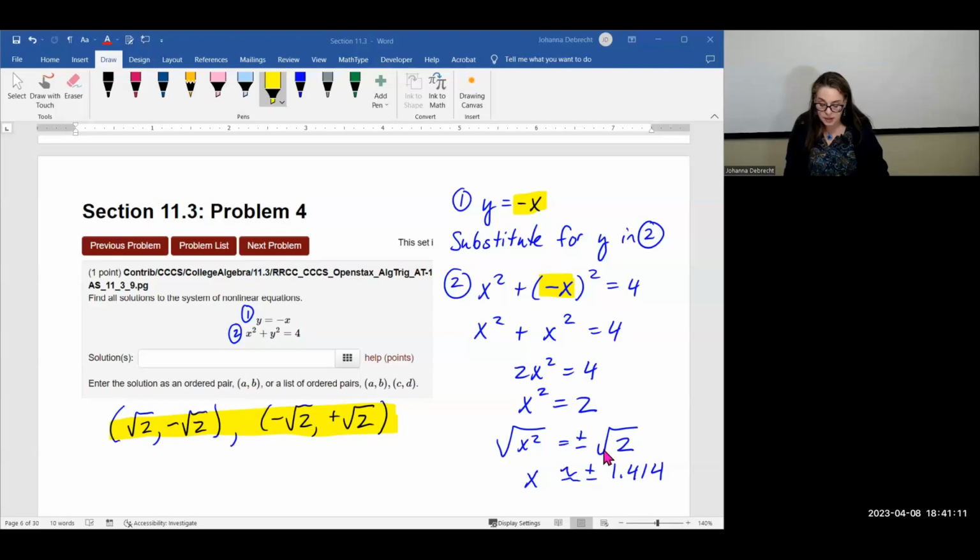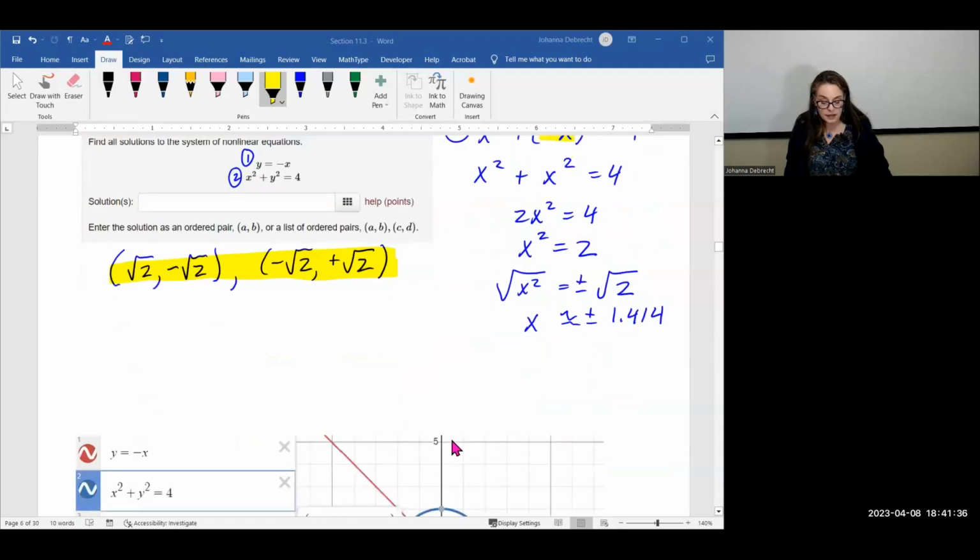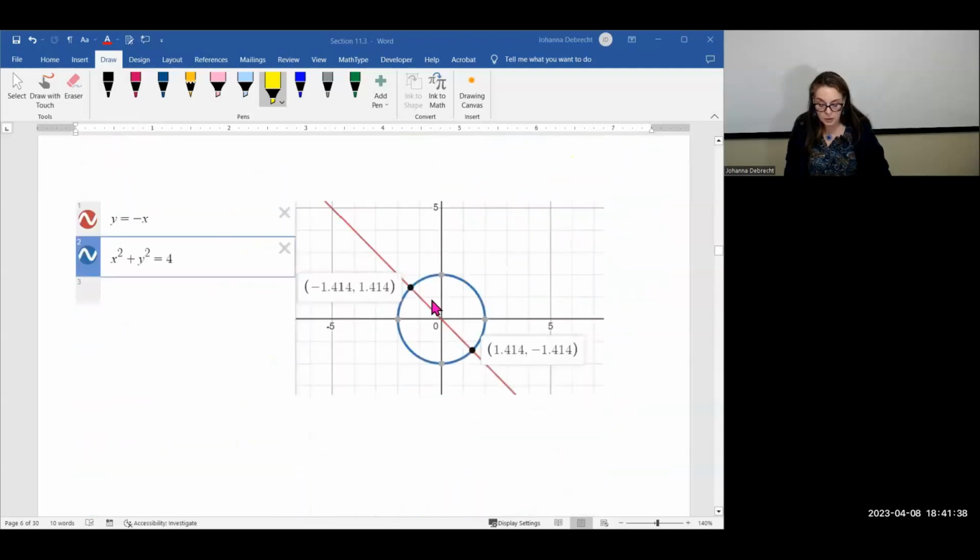So I get x is plus or minus the square root of 2, which is about 1.414. This time, though, the y and the x have an opposite sign. So if x is positive square root of 2, y is negative square root of 2. This is going to be in quadrant 4. If x is negative square root of 2, then y is positive square root of 2, which places this in quadrant 2. Let's look at these intersection points on the graph. And you can see that that is exactly what we found.